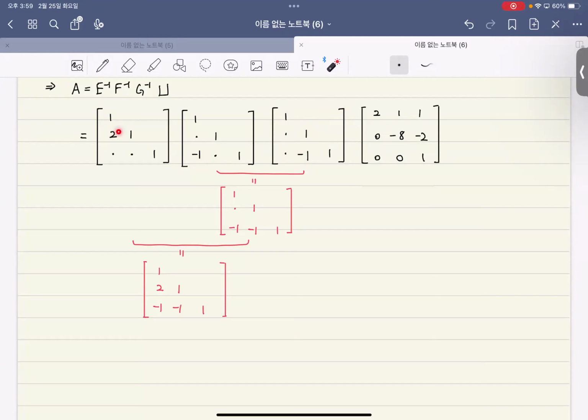And I have 2 on the second row, first column. That means I multiply 2 to the first row of this guy and add it to which row? Second row, because this entry is located on the second row. Therefore, 2 times the first one and add it to the second. So therefore, I get this. Okay. Good. Bad? No? Maybe?